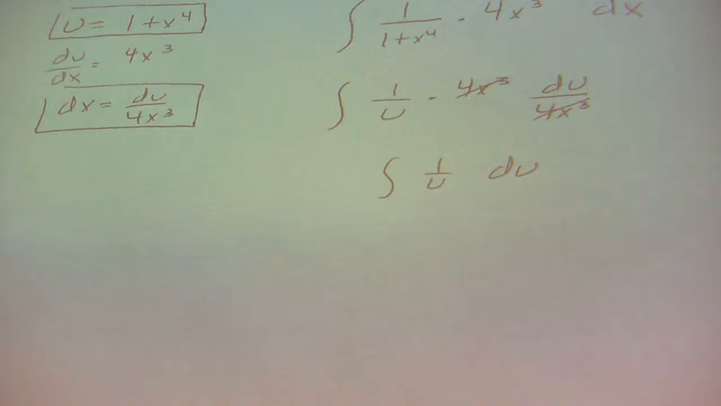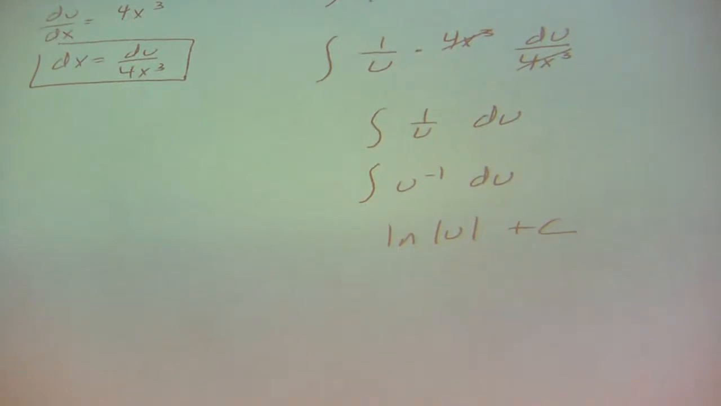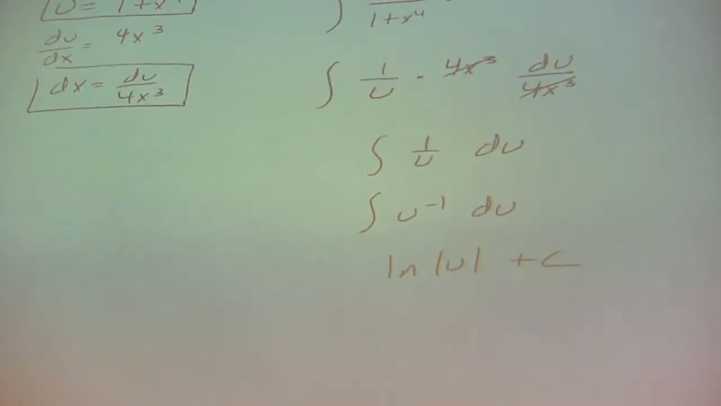Okay, now if I was going to take the integral, which I have not yet, what should I do first? I'd rewrite it as u to the negative 1. And what's the integral of u to the negative 1? ln absolute value of u, don't forget your absolute value. Is that my final answer? Why? Instead of u, what am I going to put?